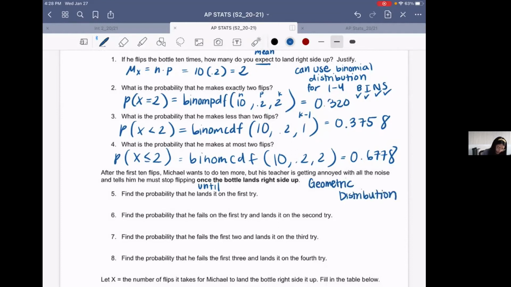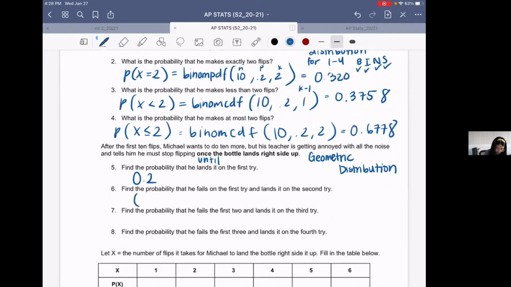It says first find the probability that he lands it on the first try. And then the next one is find the probability that he fails on the first try, but lands it on the second try. Generally, if he lands on the first try, he has a 0.2 probability. If he fails the first one, which is 0.8, and lands the second one, 0.2.